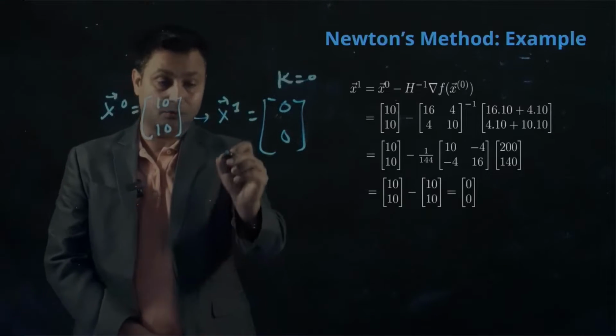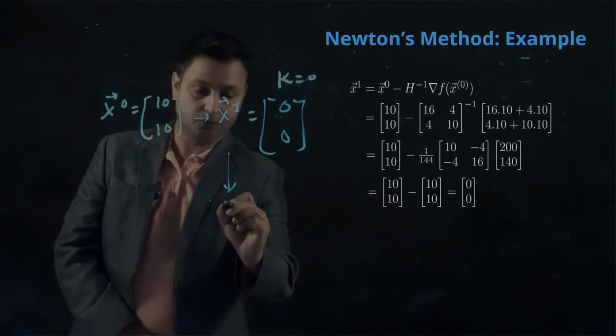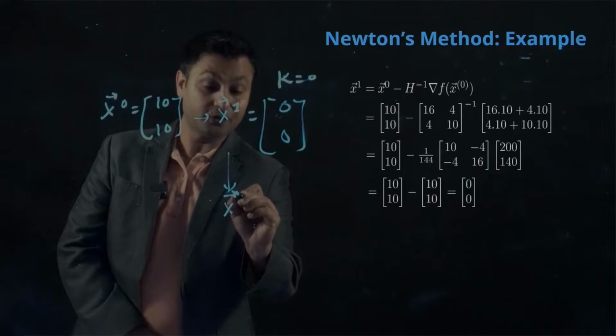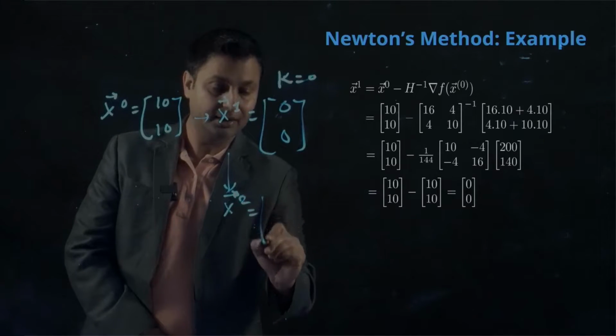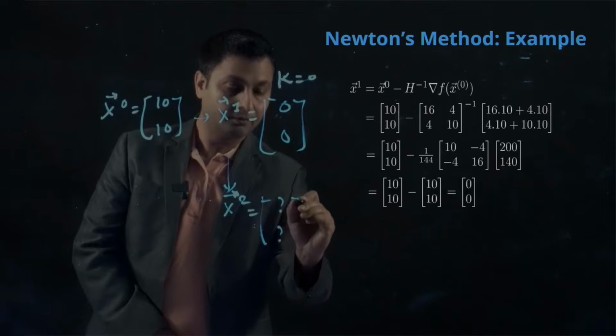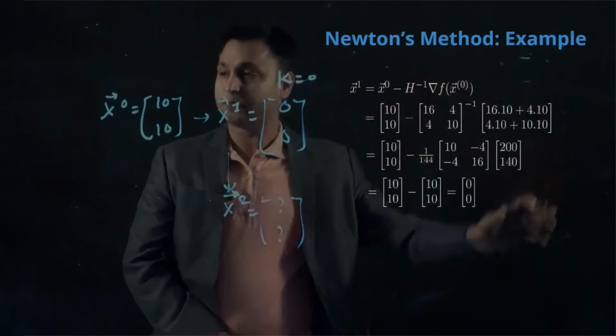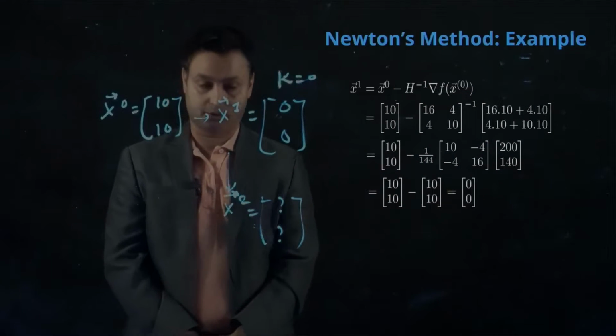Okay. Now we can take the second iteration and move to x2 if our stopping criteria is not satisfied. We don't know what these elements are, but we can use this sort of iterative scheme, and we can also solve for x2. Okay.